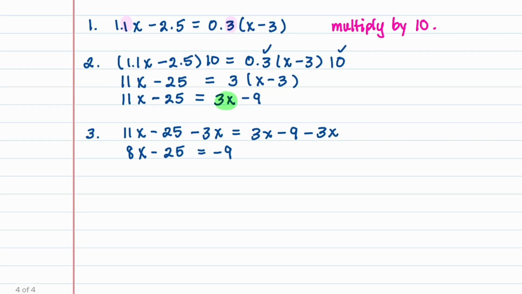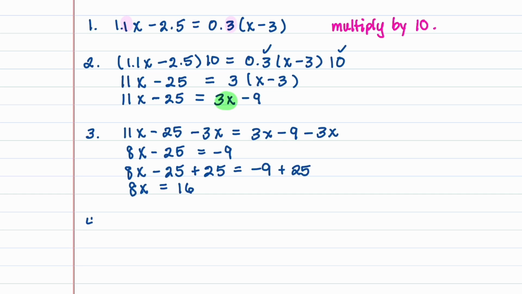Now let's move the constant to the right-hand side. So we're going to add 25 to both sides. This gives us 8x minus 25 plus 25 is equal to minus 9 plus 25. The 25's cancel, so on the left we have 8x. On the right, we have 25 minus 9, which is equal to 16.